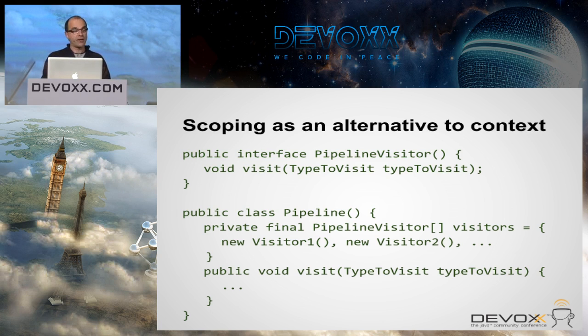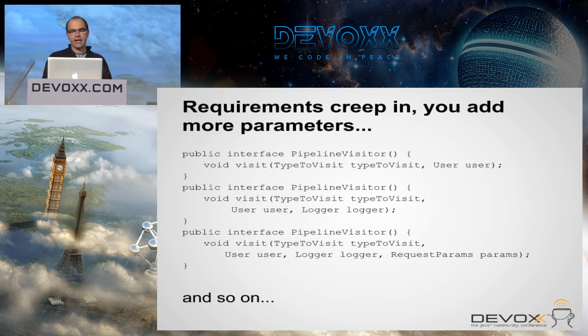So it looks pretty good. As I said, I would have been pretty happy with this code a few years back. But then things move on, the project starts to grow and some new requirements come in, and somebody tells you, oh, well, now we need to have the user being passed to the visitor, because sometimes some of our visitors need to know which user is actually requesting this work. And so you do that, and then somebody else comes a week later and tells you, well, we would really like to be able to log what's going on in the visitors.